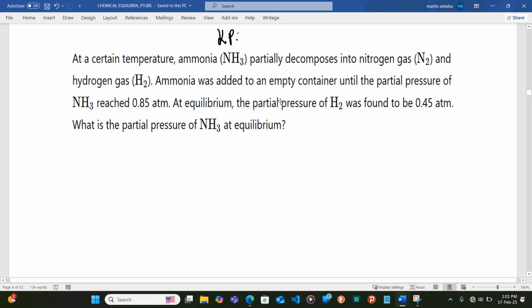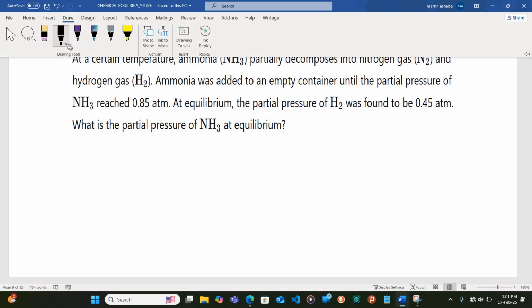Ammonia was added to an empty container until the partial pressure of ammonia reached 0.85 atmospheres. At equilibrium, the partial pressure of hydrogen was found to be 0.45 atmospheres. What is the partial pressure of ammonia at equilibrium? Now let's look at this problem and provide a solution to it.